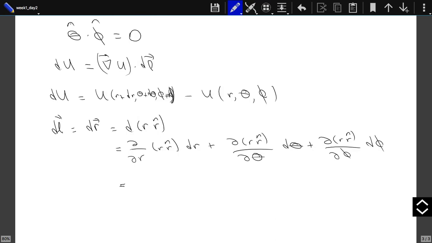Well, let's see. This is equal to... r hat doesn't depend on r. It only depends on theta and phi. So I don't need to worry about the derivative of r hat with respect to r. There's only this one. Its derivative with respect to r is just 1. So this is equal to dr in the r hat direction, plus, well, in spherical coordinates, r, theta, and phi are independent coordinates. So r doesn't depend on theta, so I can just take it out of the derivative. What remains is the theta derivative of r hat, which we call theta hat.